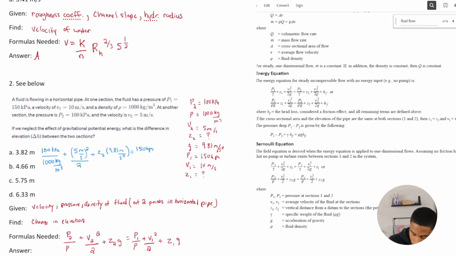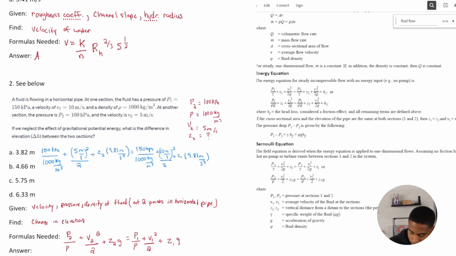150 kPa over 1,000 kilograms per meter cubed, plus 10 meters per second, all of that squared, divided by 2, plus Z1. I'm running out of room. Start erasing. Hopefully you wrote those values down. So Z1 times my 9.81 meters per second squared. All right, so we have Z2 and Z1 that we don't know.